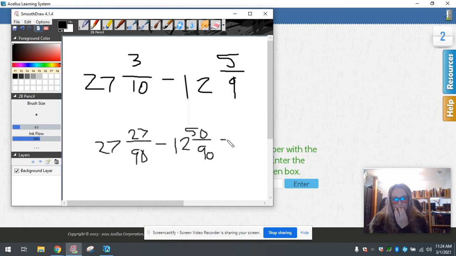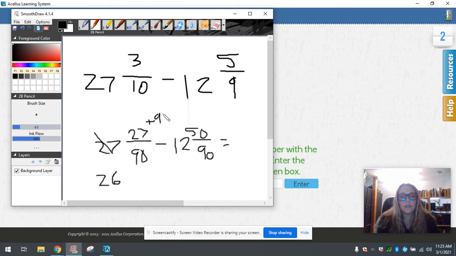Okay, now I'm stuck trying to subtract a larger number from a smaller number, which I can't do. I've got to borrow from the whole number. So if I take 90 out of 90, one whole, out of the 27, I get 26. And I'm going to add that 90 that I just took to the 27, because I'm borrowing. 90 plus 27 would be 117 out of 90.